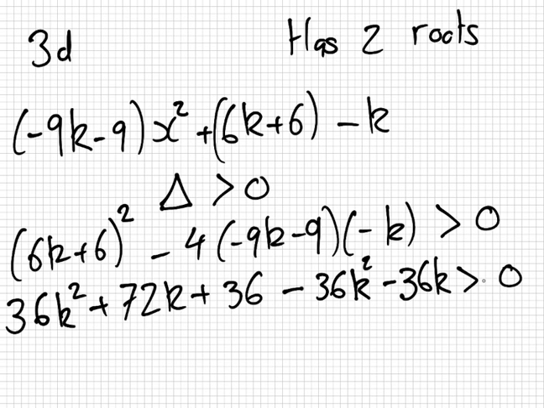So again, Hussein, I'm just expanding the brackets here, that's all. You have to be very, very careful because there are lots of minus signs here. But the same thing has happened. Here, this one cancels this one. So you're left with 36k plus 36 needs to be bigger than 0. 72k minus 36k is 36k, and 36 is 36.